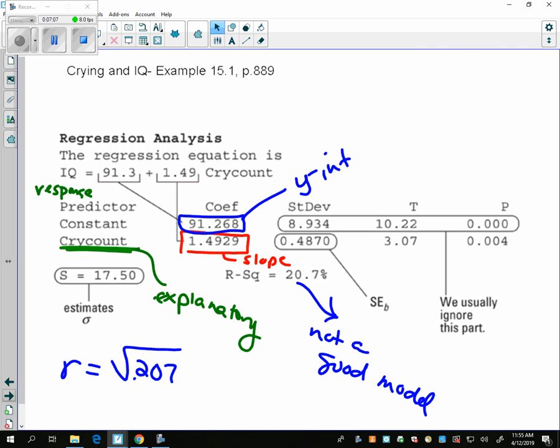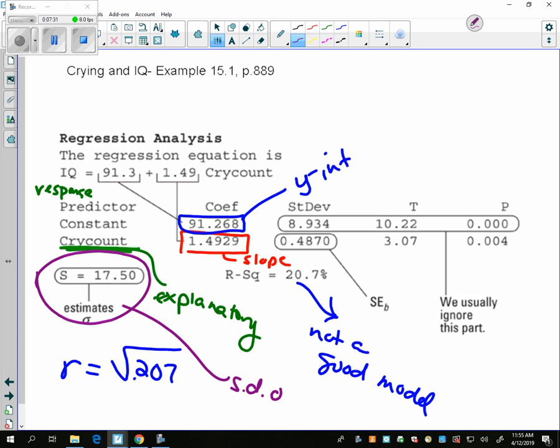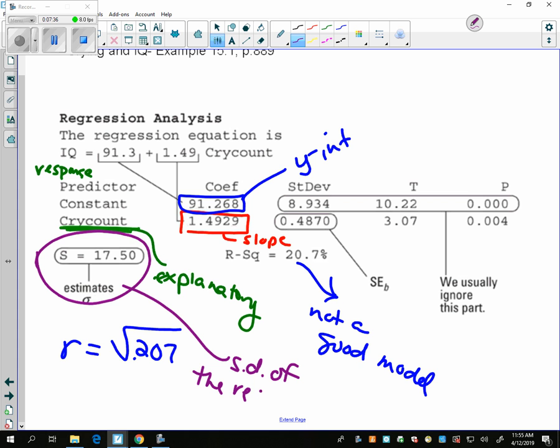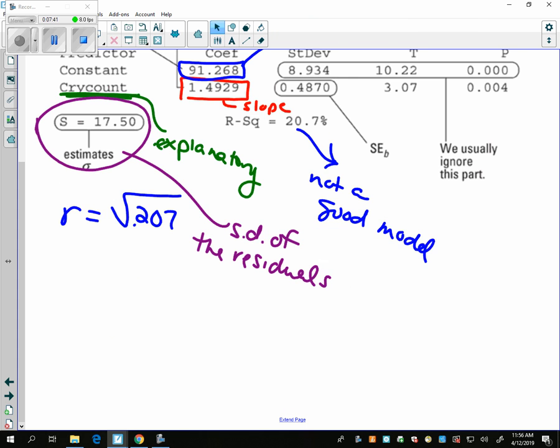And then the other thing on this computer output that we talked about when we did this unit was the s. Do you remember what the s was? It is a standard deviation of the... Yes, what were those called? Yes, yes. So this was the standard deviation of the residuals. And the residuals are your error, right? So basically this is your prediction error.